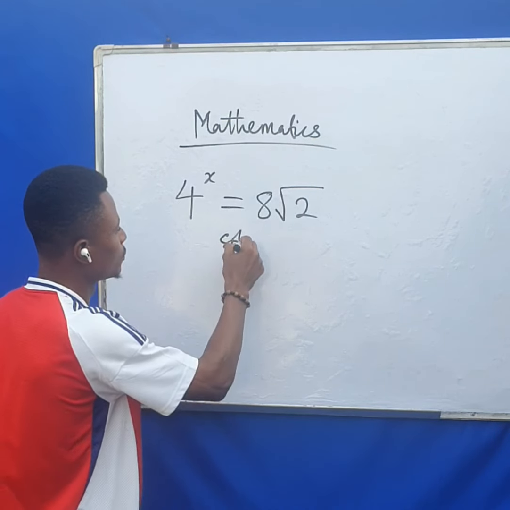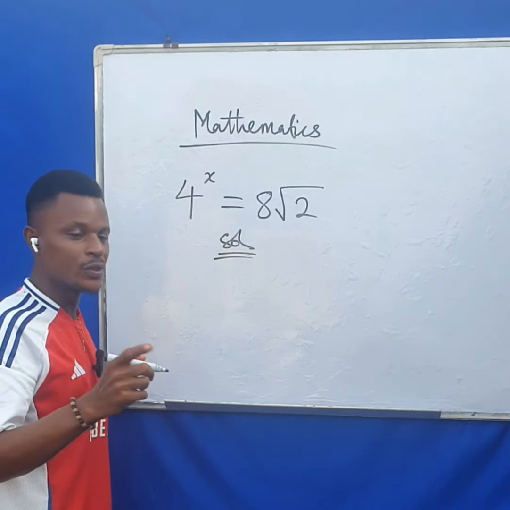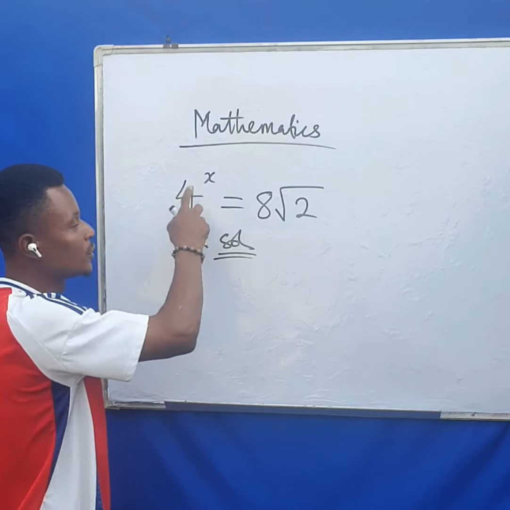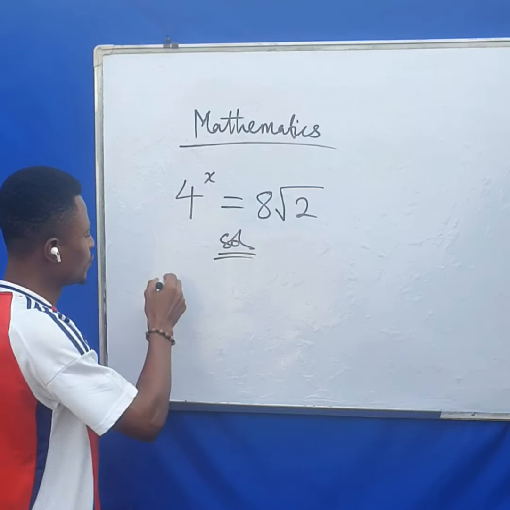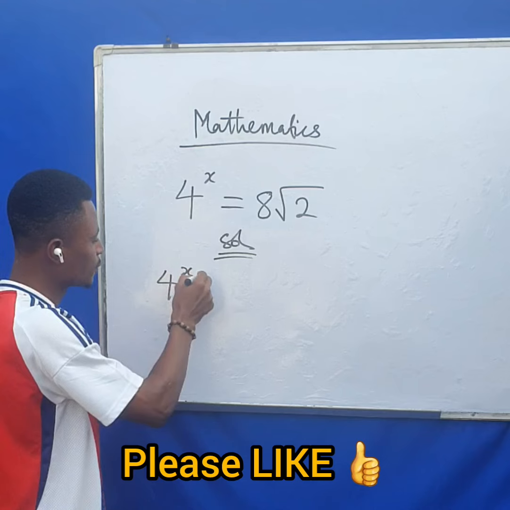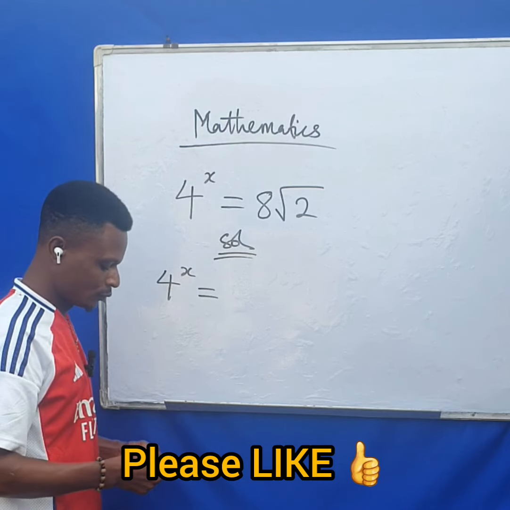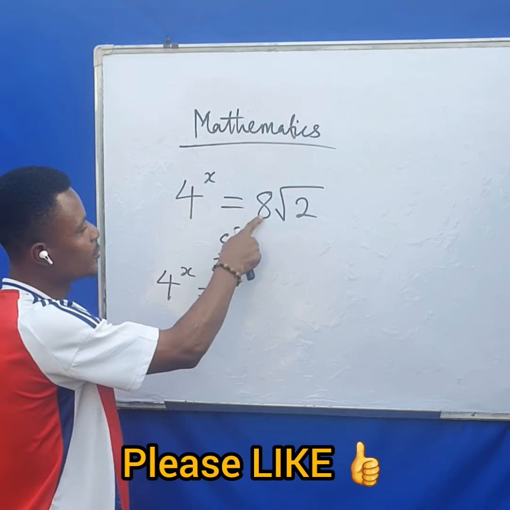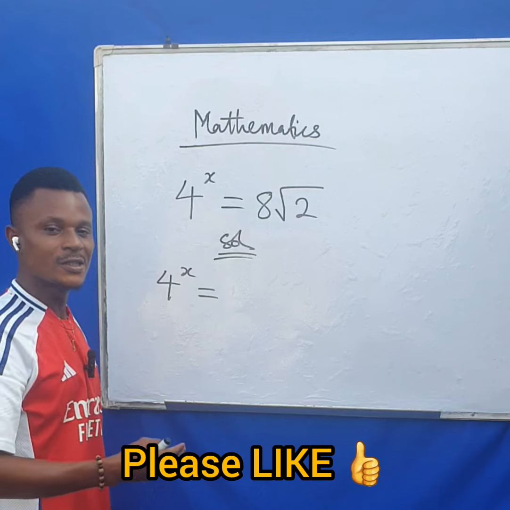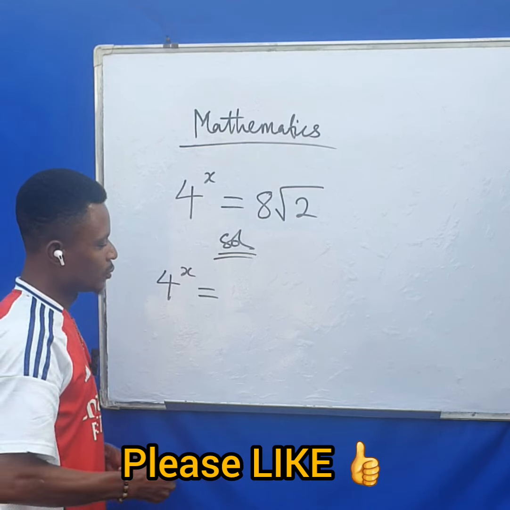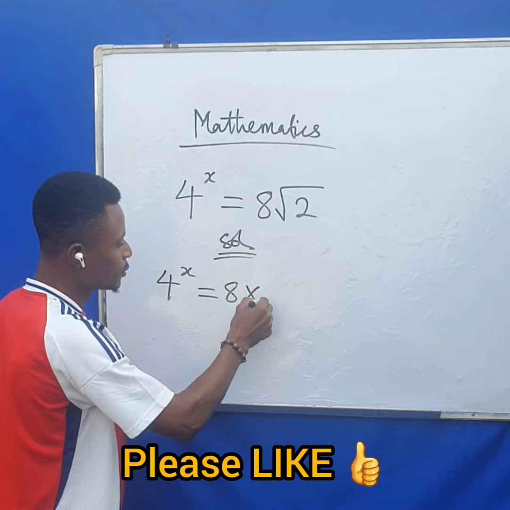Here's the solution. The first thing you need to do is to rewrite the left-hand side of the equation the way it is. So we have 4 raised to the power of x, then equal to. Now, you need to know that 8 root 2 means 8 times root 2. So it means 8 times root 2.